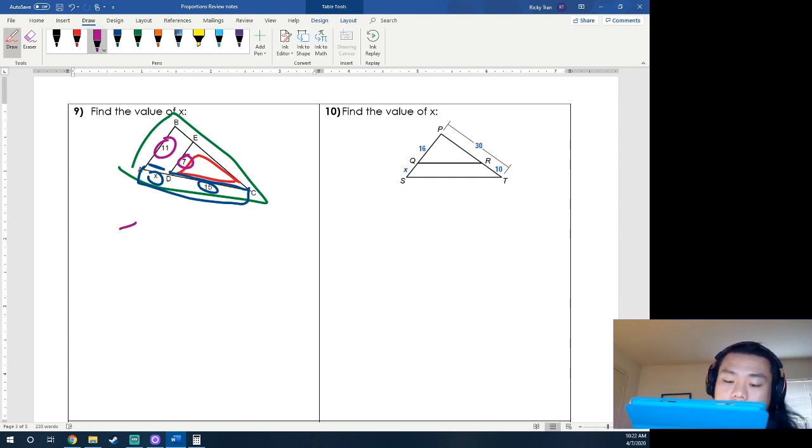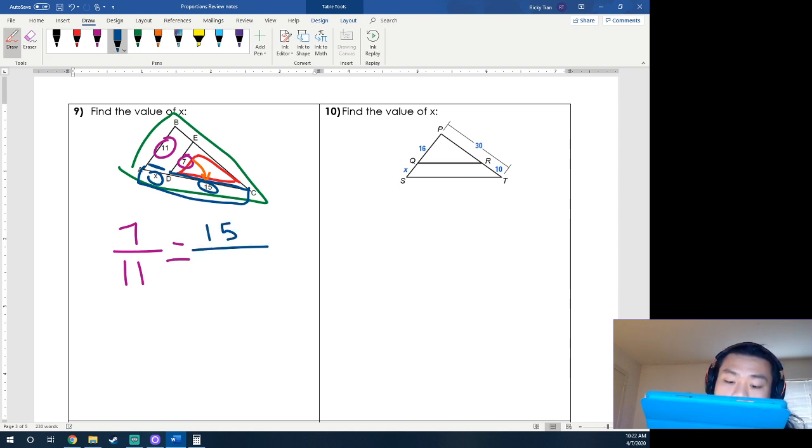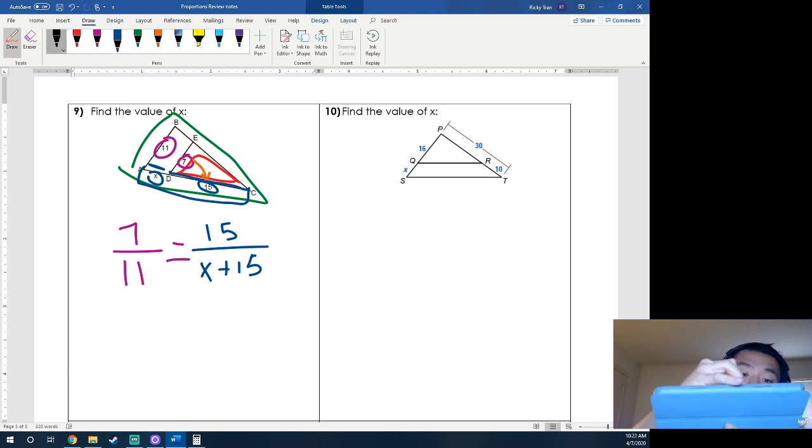We're going to start with 7 and 11. 7 over 11. Okay? That's the easy one. Now we have to set it up with the other one. Now, 7 matches with 15, so we can just put 15 on top. At the bottom, however, you can't just use x, because it's the entire length. We have to have this x and this 15 together, so we're going to do x plus 15. This is the way you're supposed to be doing it. All right? So now we are allowed to cross multiply.